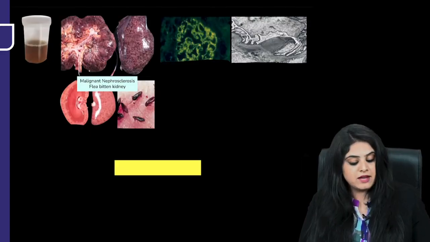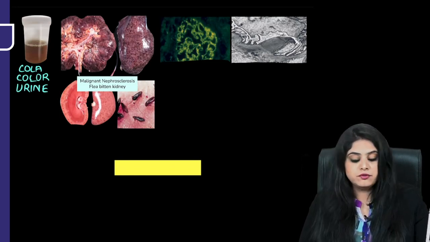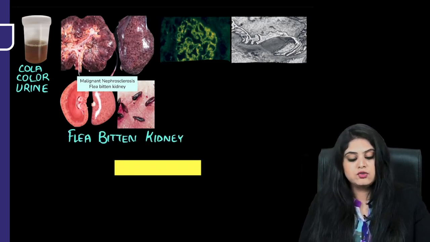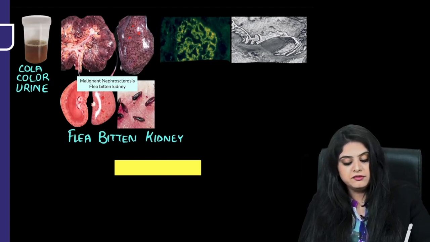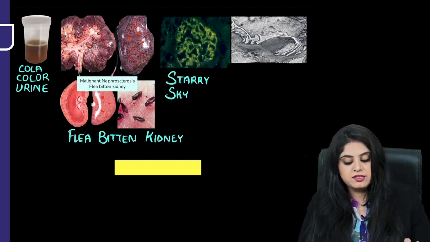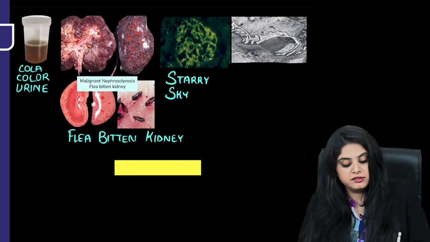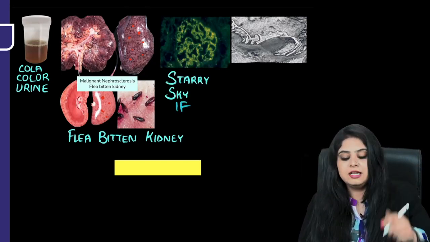The first set that we have in front of us is a patient who has this cola color urine in front of you. You can see what the gross is showing you, the famous flea bitten red color dots, the famous flea bitten kidney. The two most important microscopies in front of you. The first one is the starry sky immunofluorescence. What do we mean by starry sky? Shine and dull. Starry sky, na, twinkling stars.